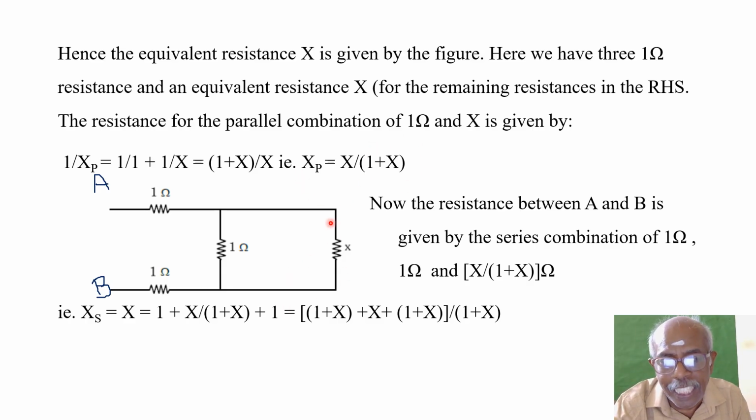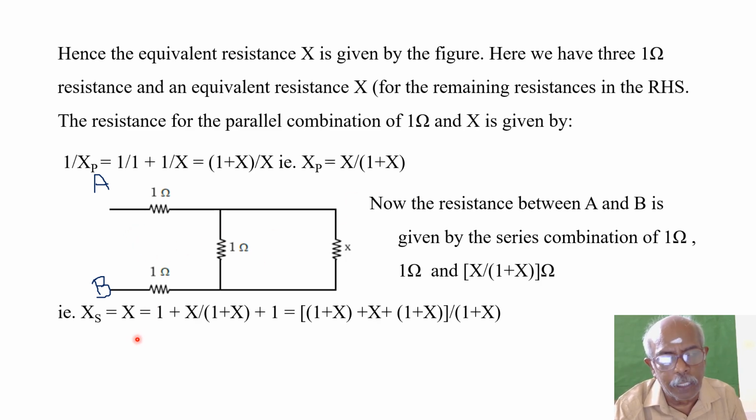Now, these 3 resistors are just connected in series. These 2 resistances were in parallel, but you have found the equivalent value, that is X by (1 plus X). Now we have only 3 resistances connected in series. How will you find the value of resistances connected in series? Rs is equal to R1 plus R2 plus R3. So Xs is equal to X, which is what we put in the earlier slide, is it not? This is also X, this is also X.